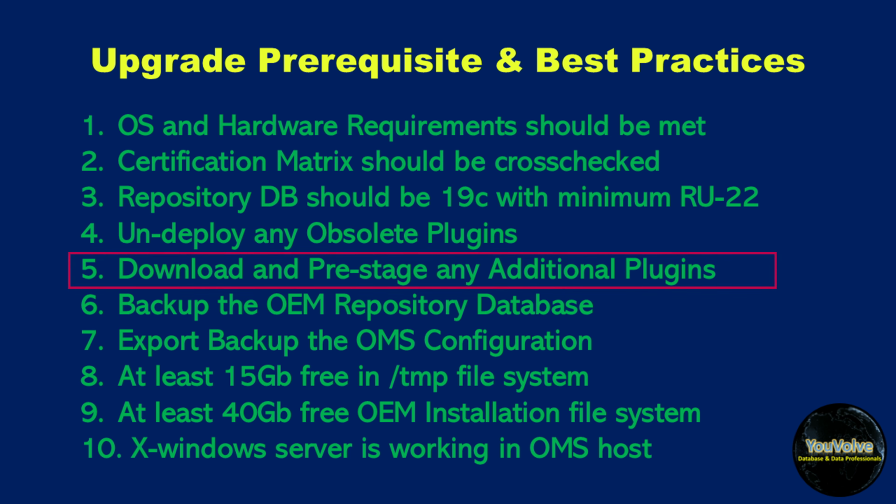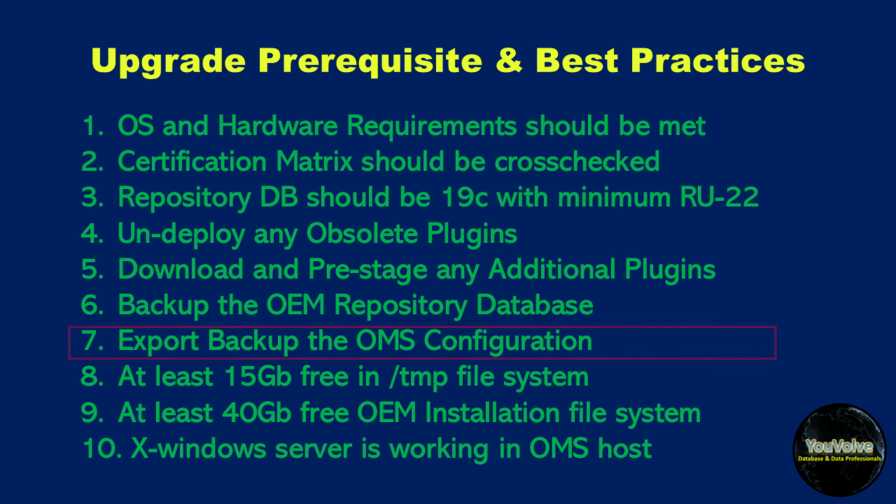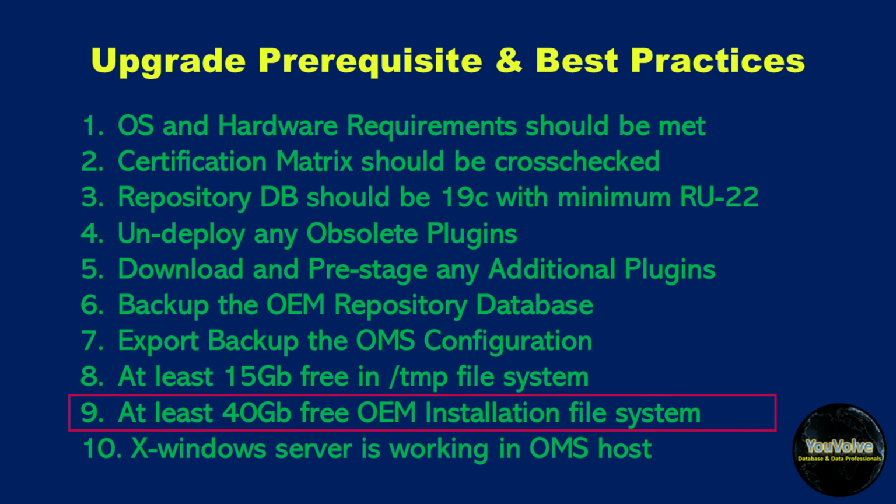If there are any additional plugins in your OEM system that the OEM installer is not able to take care of automatically, then it will report that, and you have to download them beforehand and pre-stage them on the OMS host. Back up the OEM repository database, which is always important. Export backup the OMS configuration. Then there should be at least 15 gigs of free space in the temp file system, which will be required to unzip the OEM installer. And at least 40 gigs of free space in the OEM installation file system.